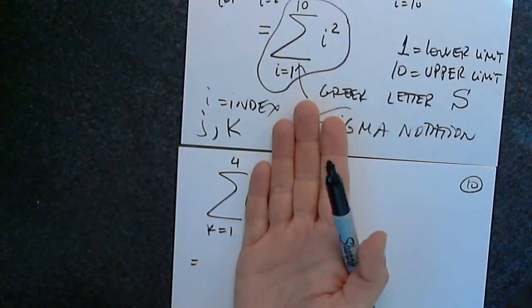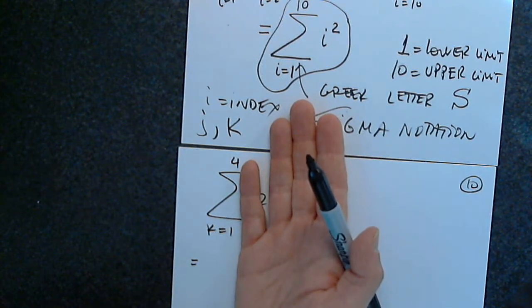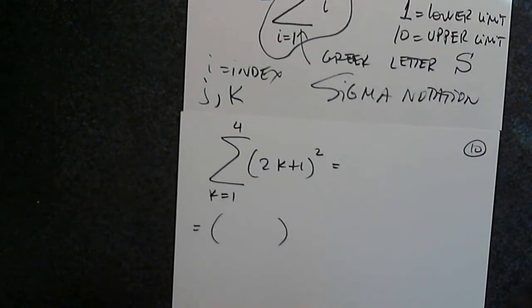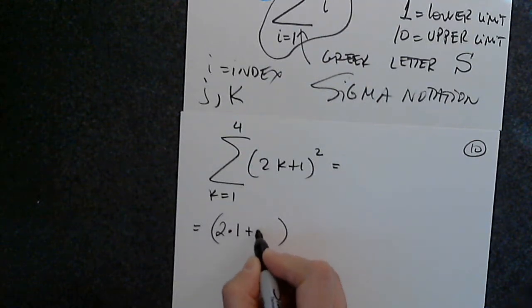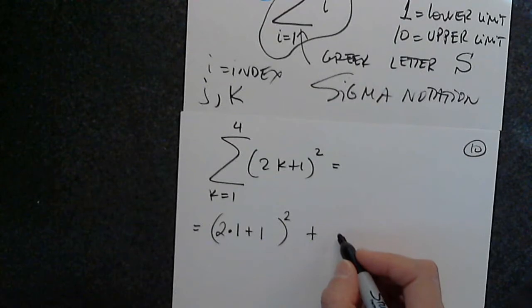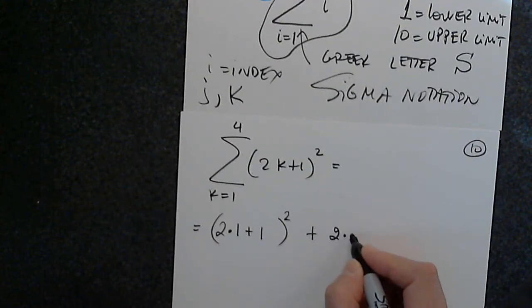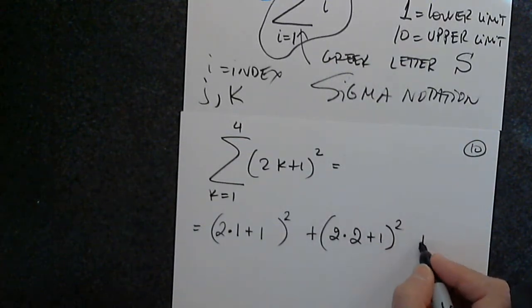How many terms, first of all, would you write? 4 terms, from 1, 2, 3, and 4. Can anyone give us the first term without calculating anything for everyone to see? 2 times 1 plus 1 squared plus. No, 2 times 2 plus 1 squared plus.